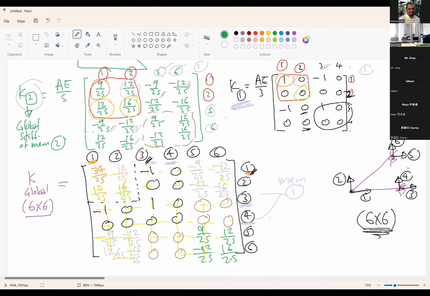Okay, so this is how to construct the stiffness matrix for the whole structure. It looks like a big procedure, but it is simple. We will simplify it in the next slide. But this is how to construct the global stiffness matrix for the whole structure. You need to construct it member by member, and then you have to assemble them together.